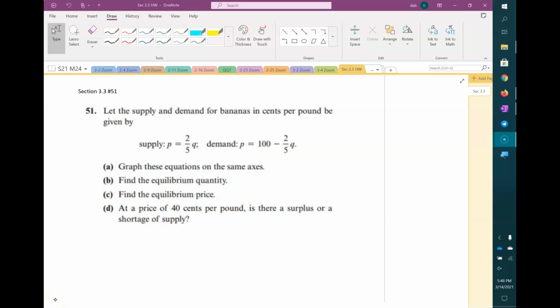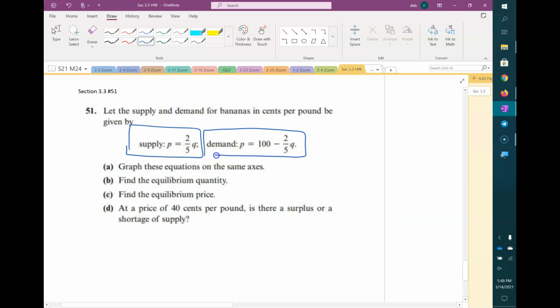Okay, so this is a supply and demand problem, and they're all very similar. You have a supply equation and a demand equation. Well, think about y equals mx plus b and see how these are following that pattern. It's just that the P is acting like the y. It's by itself on the left. And the Q is acting like the x. It's being multiplied by some number, that's the slope, and then you have a y-intercept.